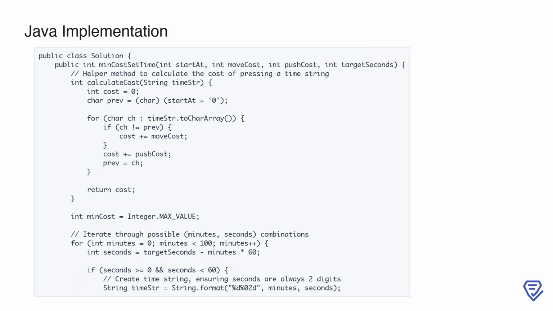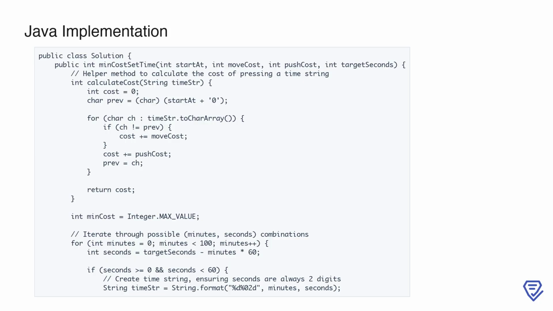Here, we begin implementing the solution in Java. The method minCostSetTime takes 4 parameters: startAt, which represents the starting digit on the microwave keypad; moveCost, the cost of moving your finger to a different digit; pushCost, the cost of pressing a digit; and targetSeconds, the total cooking time in seconds. Inside this method, we define a helper function called calculateCost to determine the cost of entering a specific time string on the keypad.